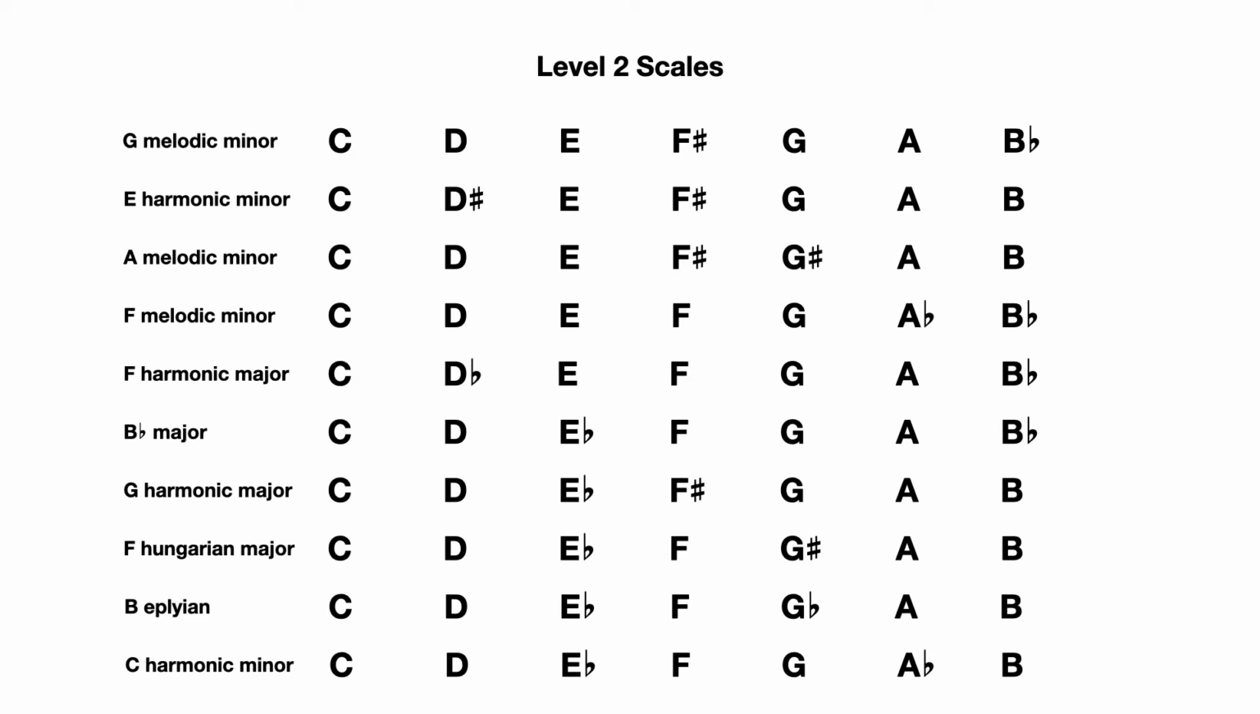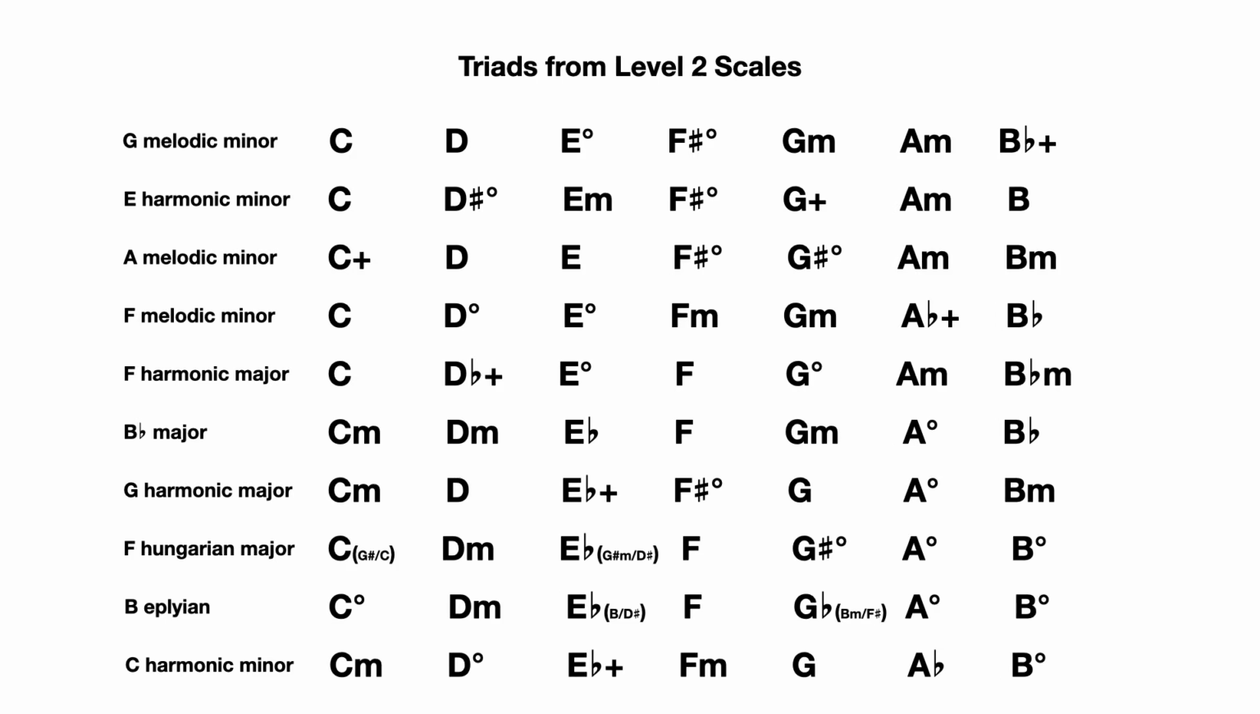And some of these scales are scales that you might not be familiar with, but you can go through and kind of get the flavor for them by playing through them. Now, if we build triads from each of these scale degrees for each of these scales, it turns out that we have a number of redundant triads from level 1. So let's just highlight those triads that are unique to level 2.